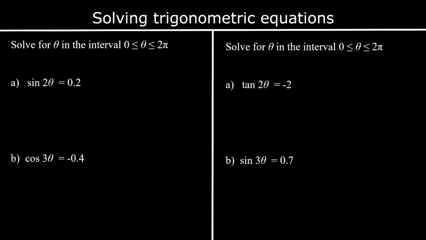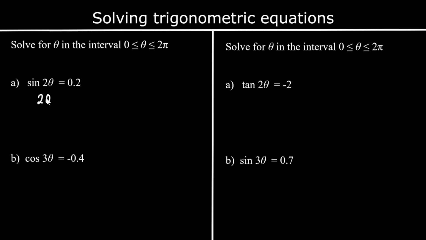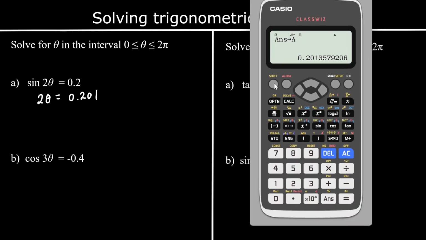Solve for theta in the interval 0 to 2 pi. Sine 2 theta this time equals 0.2. So we shift sine and we get 2 theta by itself. So shift sine 0.2, which is 0.201. And that's our first answer. So save that as A. The second answer, pi take away the first answer, 2.94.